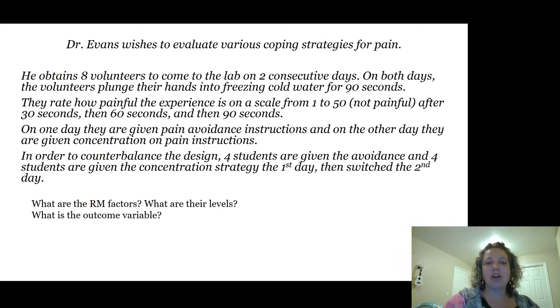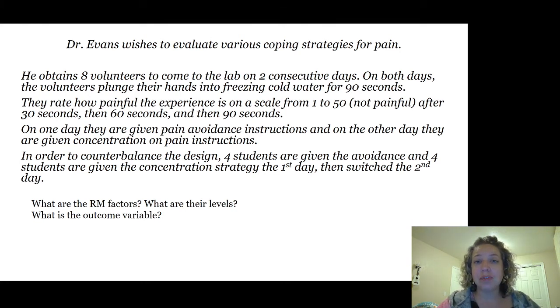So in this scenario, what is the repeated measure factor or the repeated measure factors, and what are the levels of each of them, and what is the outcome variable? Let's start with the outcome variable. That's usually a little easier to pick up. The outcome variable is the thing we're trying to monitor. Here we're monitoring it not once, but we're having them rate their pain multiple times. So the pain rating is our outcome measure.